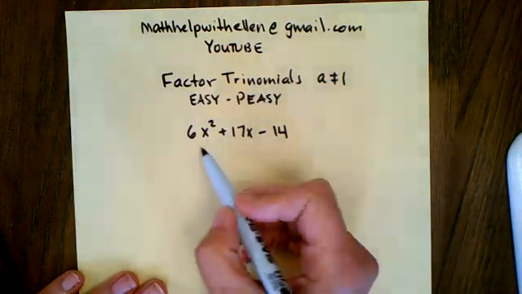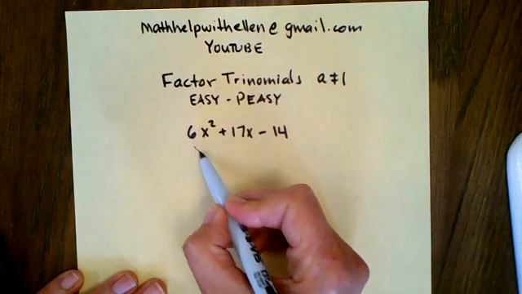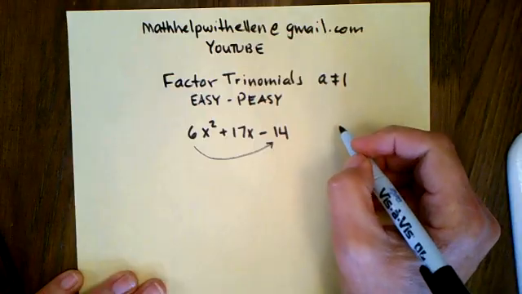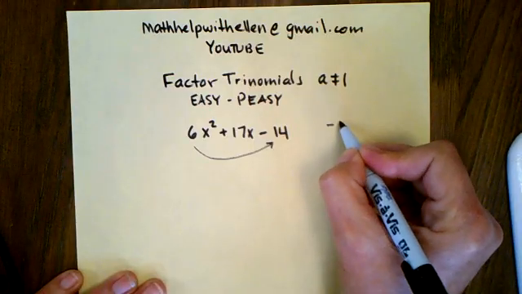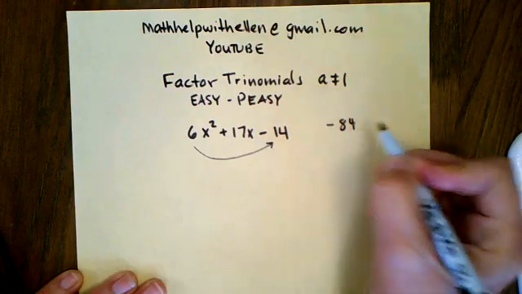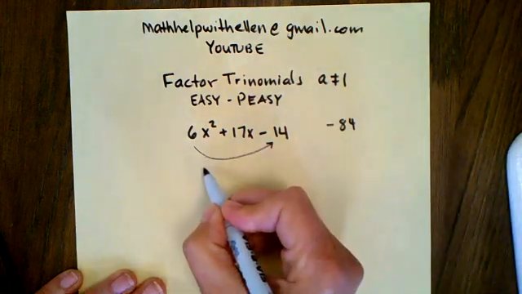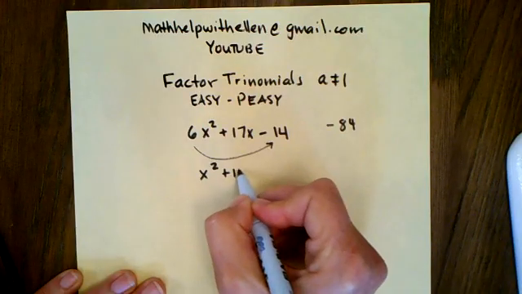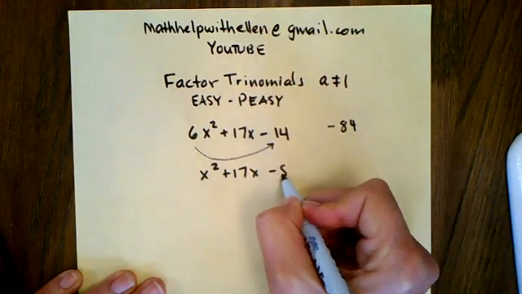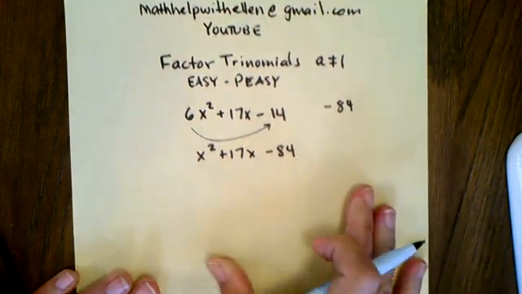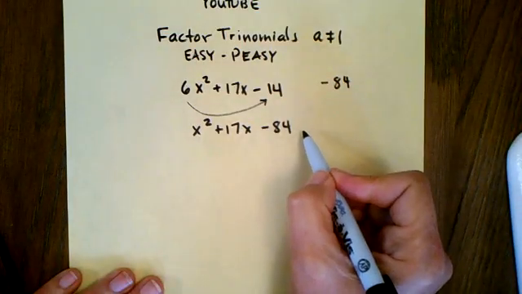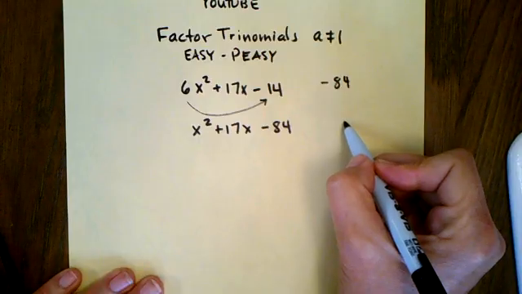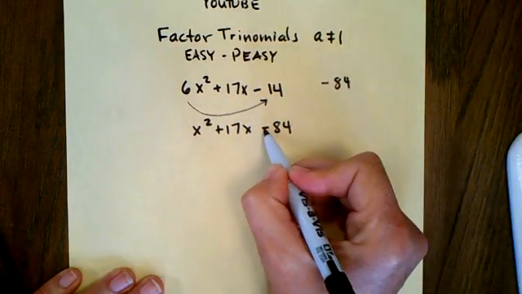So what I'm going to do is multiply the 6 to the 14. Yep, it's negative. So 6 times 14 is 84. Now I'm going to rewrite this expression: x squared plus 17x, but I'm going to use the negative 84. And now factor here. What are factors of the negative 84 that get us 17 by subtraction?